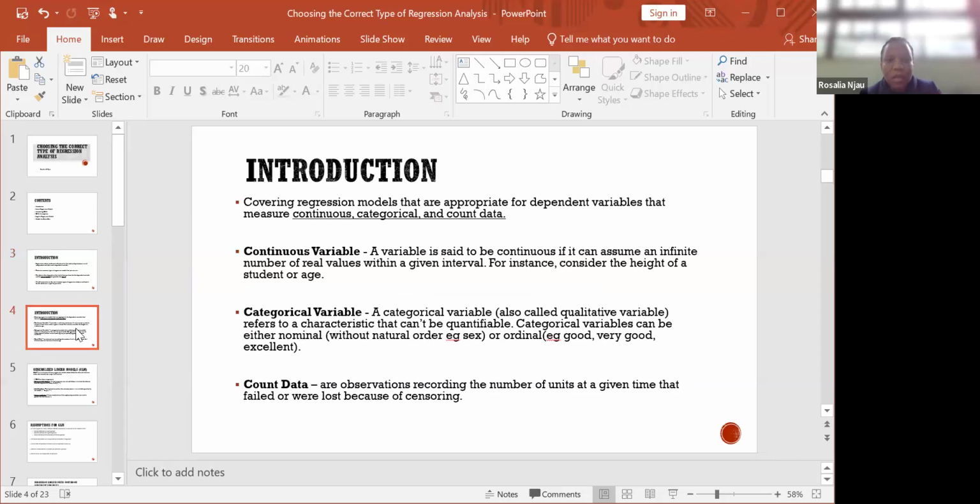Covering regression models that are appropriate for dependent variables that measure either continuous, categorical, or count data.